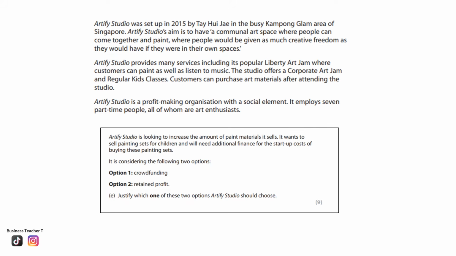Customers can purchase art materials after attending the studio. Artify Studio is a profit-making organisation with a social element. It employs 7 part-time people, all of whom are art enthusiasts. Artify Studio is looking to increase the amount of paint materials it sells. It wants to sell painting sets for children and will need additional finance for the startup costs of buying these painting sets. It is considering the following 2 options. Option 1, crowdfunding. Option 2, retained profit. Justify which one of these 2 options Artify Studio should choose.